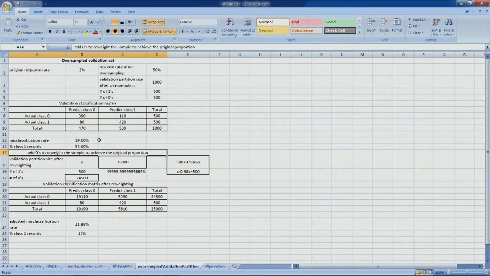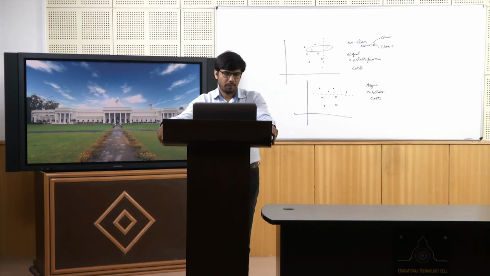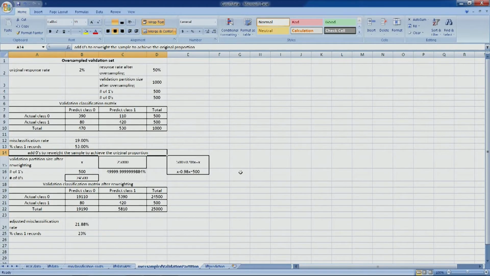Now to evaluate the true performance of the model, we need to adjust the weights. There are two ways: either we remove ones so that we are able to maintain the original proportion, or we add zeros so that we get back to the original proportion. The typical strategy that we generally follow is adding zeros to reweight the sample to achieve the original proportion. Now how can that be done? Let's say the validation partition size after reweighing is x.